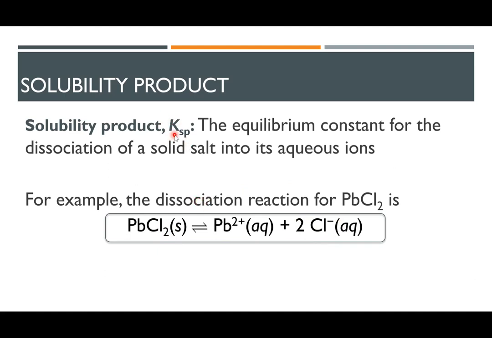So our equilibrium constant for this is going to be the same as we've been looking at. So concentration of the products over the concentration of the reactants. But what do we see in the reactants?